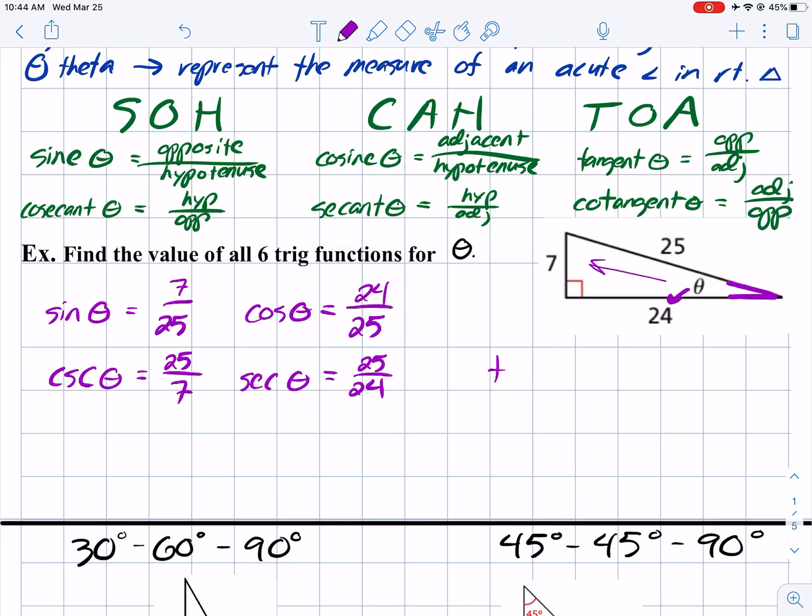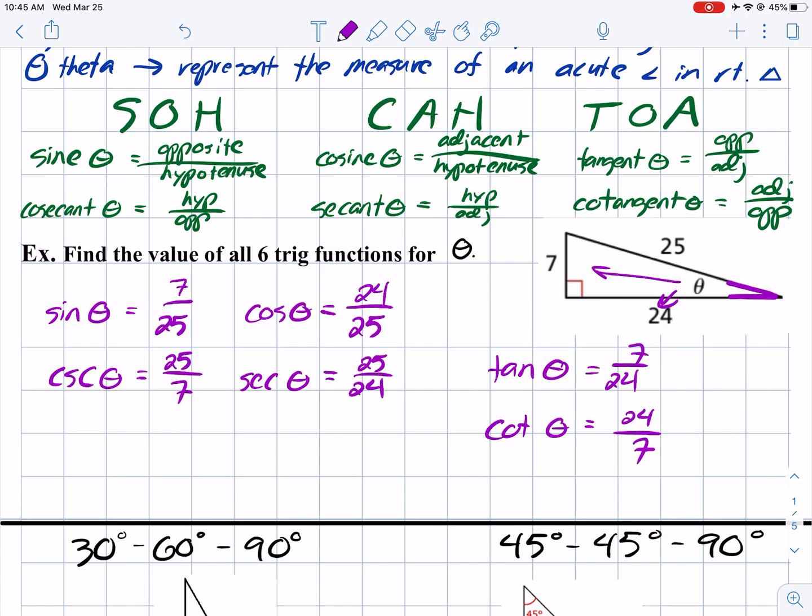And last but not least, tangent. Tangent of theta is the only trig ratio that doesn't use the hypotenuse. So that would be opposite over adjacent, 7 over 24. And the reciprocal would be the cotangent of theta, which is 24 over 7. Alrighty.